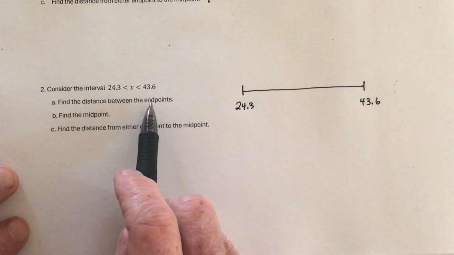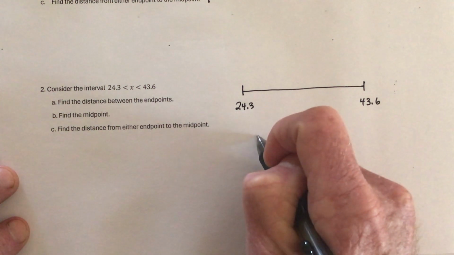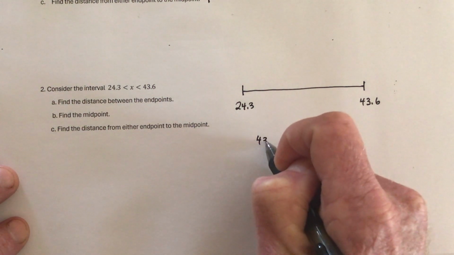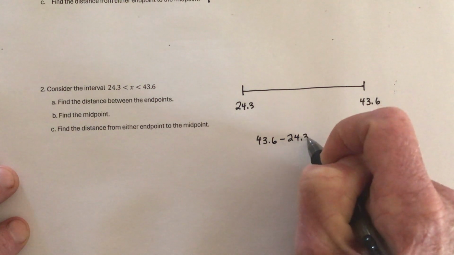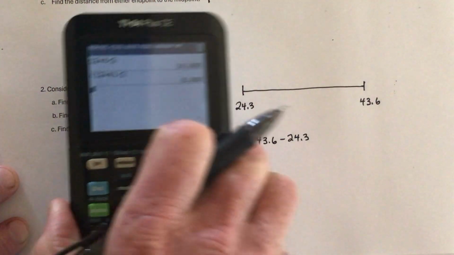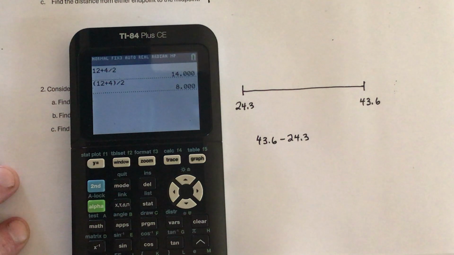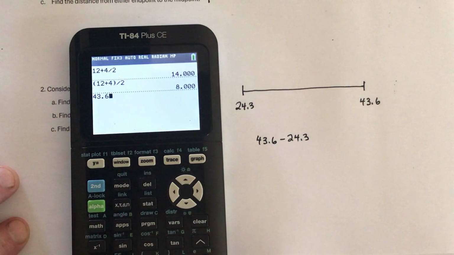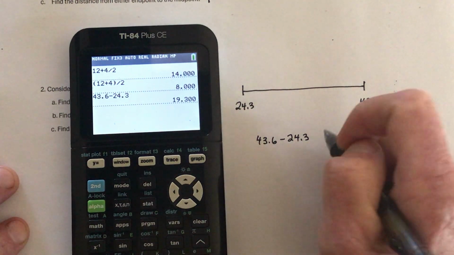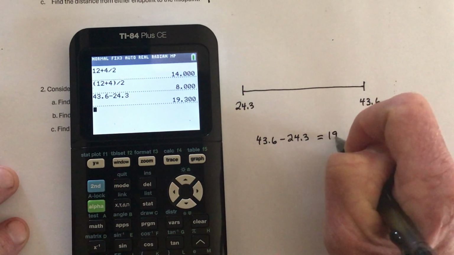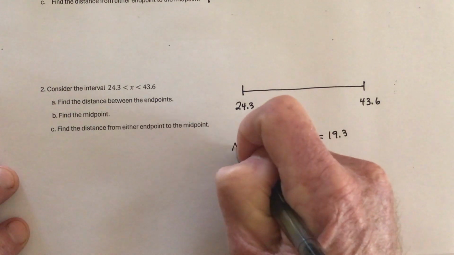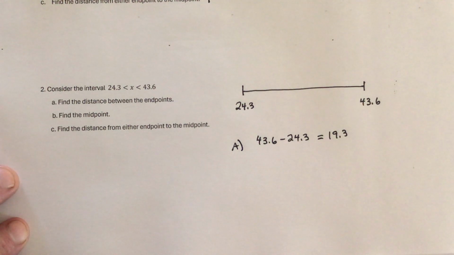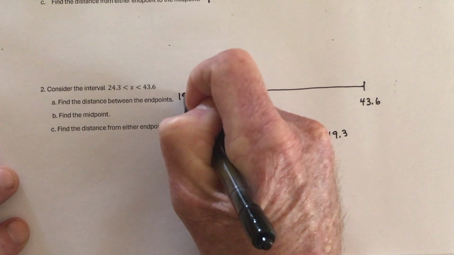So find the distance between the endpoints. That would be the bigger number, or the number on the right, minus the number on the left, 43.6 minus 24.3 is 19.3. So that is part A, 19.3.